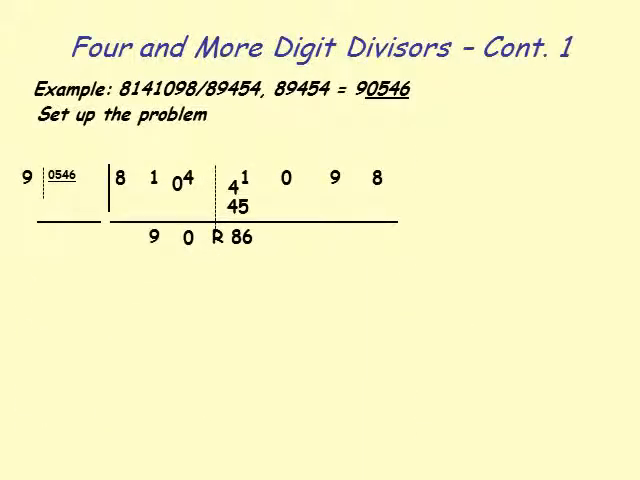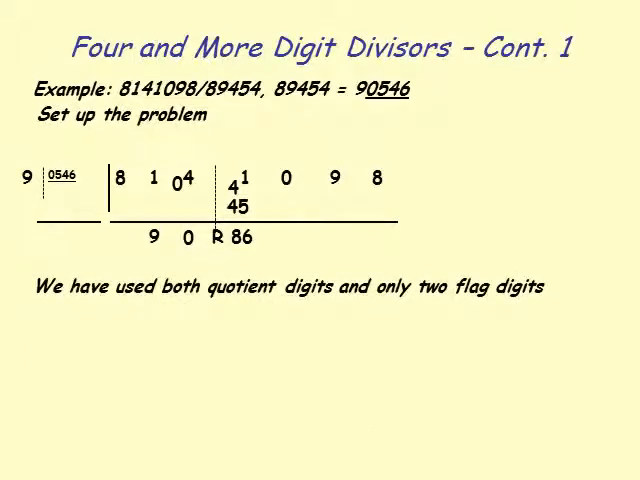Okay, this is how far we have achieved in the previous slide. Now we have used both the quotient digits and only two digits of the flag, only 0 and 5 so far. That means we have to move the quotient digits along the flag digits to the right. So now align the 9 with the negative 5 and the 0 with the negative 4. Okay, 5 and 4, and multiply this. Negative 4 times 9 is 36, and negative 5 times 0 is 0, crosswise.